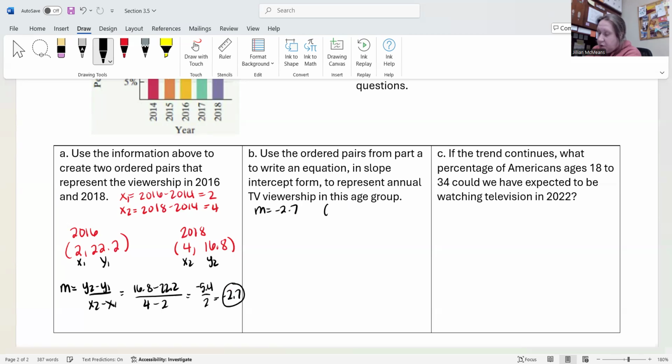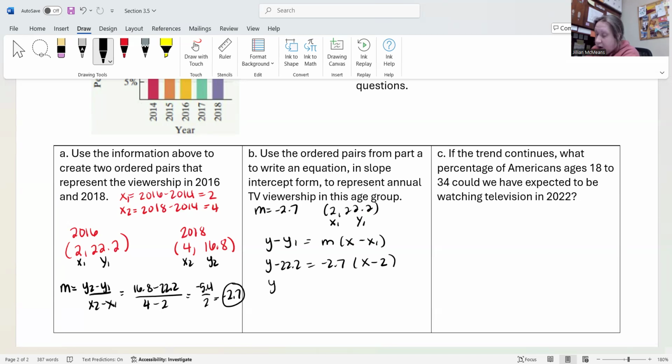All right, so we're going to use 2, 22.2. So this is going to be x1, this is going to be y1. And we're going to plug all of that into y minus y1 equals m times x minus x1. So let's see, y1 is 22.2, m is negative 2.7, and x1 is 2. So I'm going to simplify this.